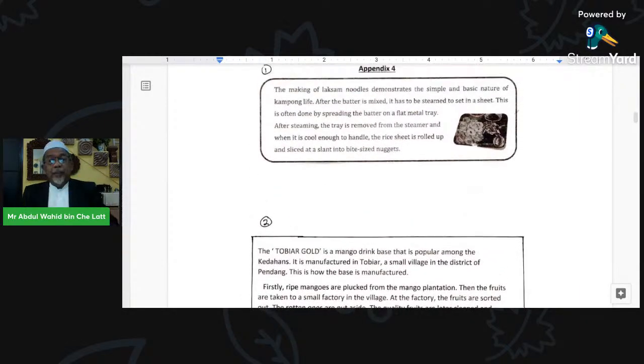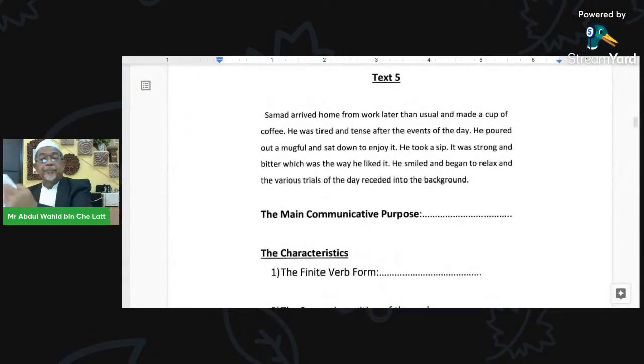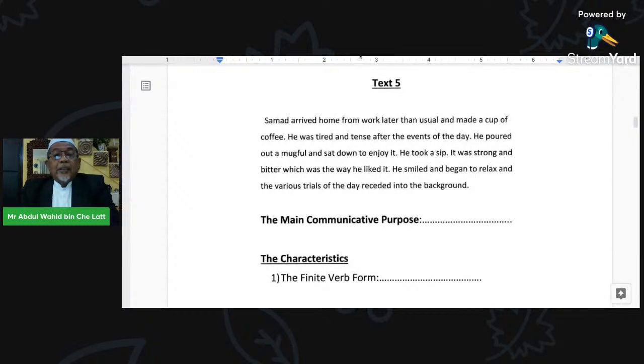All right, and let us move to text 5. Samad arrived home from work later than usual and made a cup of coffee. He was tired and tense after the events of the day. He poured out a mouthful and sat down to enjoy it. He took a sip. It was strong and bitter, which was the way he liked it. He smiled and began to relax, and the various trials of the day receded into the background.